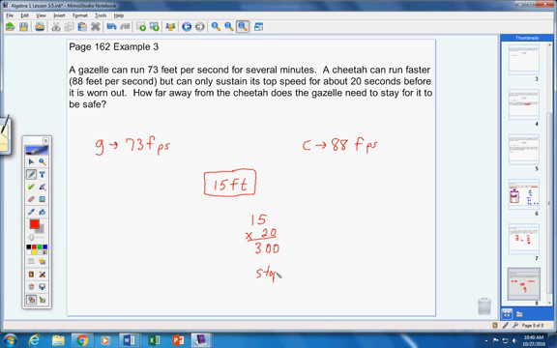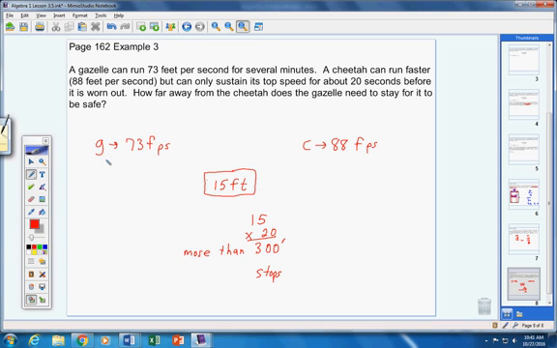He's tired, okay? So as long as the gazelle stays more than 300 feet, not 300 feet, or he'll be supper for the cheetah. But as long as the gazelle stays more than 300 feet away from the cheetah, then the gazelle will be okay. Because remember, in 1 second, the cheetah gains 15 feet. He does this for 20 seconds, it's 300 feet, okay?